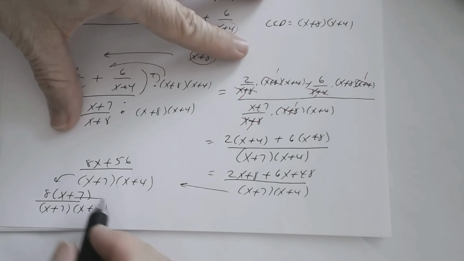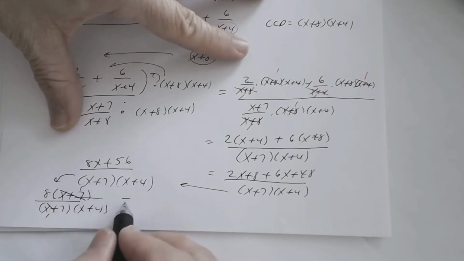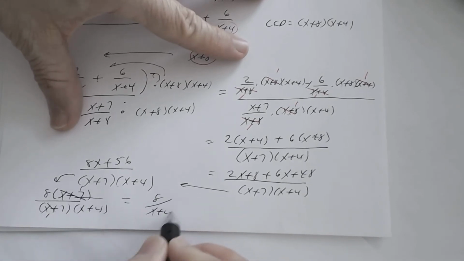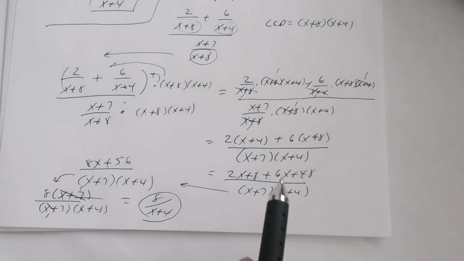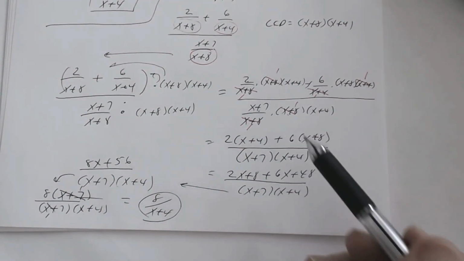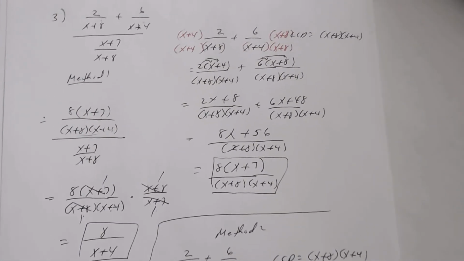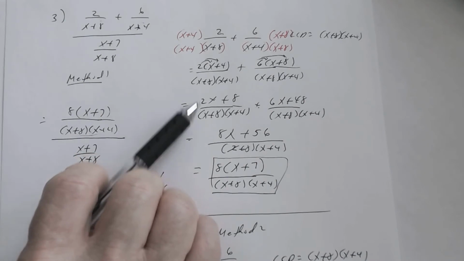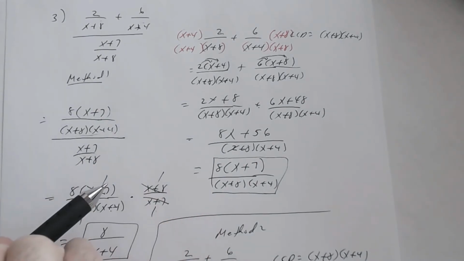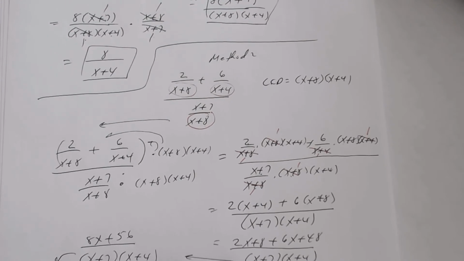And then I can divide out these x plus 7s, and so the answer is 8 divided by x plus 4. Okay? So no matter which method you use, you get the same answer. All right. Now, some of these problems can get pretty involved depending on the method you use, and even both methods can get pretty involved with some of these problems. All right, so that was number 3. All right, let's look at number 4.